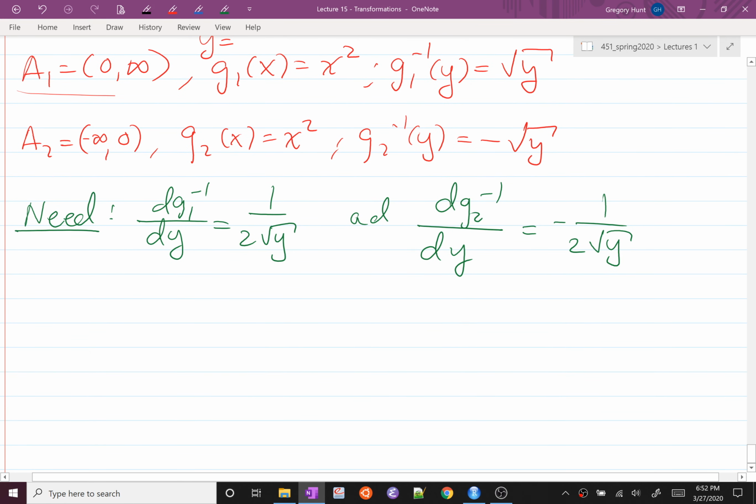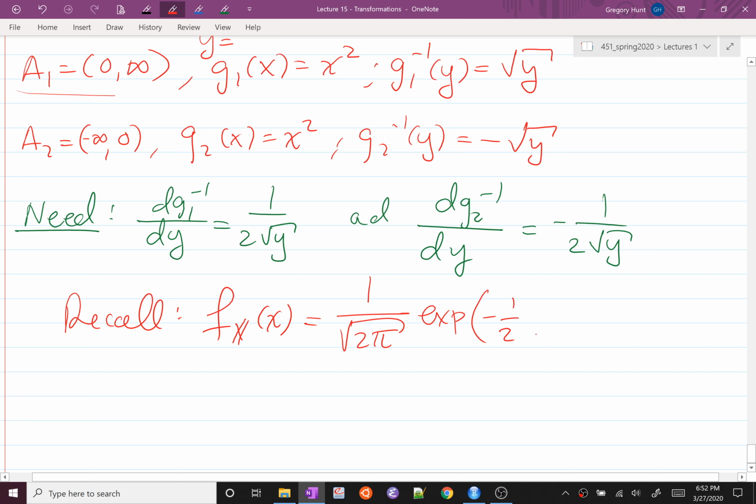But now we're basically ready. All we need to do is recall what the PDF is for a standard normal. The PDF for a standard normal is 1 over root 2 pi, exponential of negative 1/2, sigma squared is 1, and x minus mu, but mu is 0, so it's just x squared. And this is true for any value x. So our PDF of f of x is 1 over root 2 pi, exponential of negative 1/2 x squared.